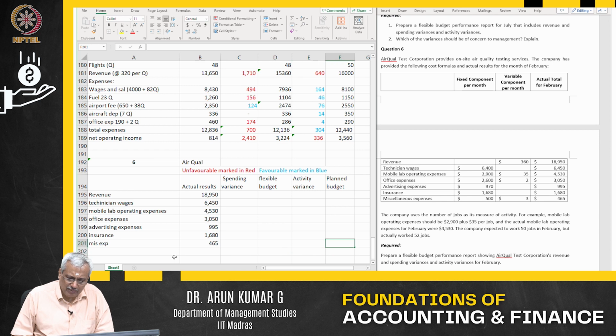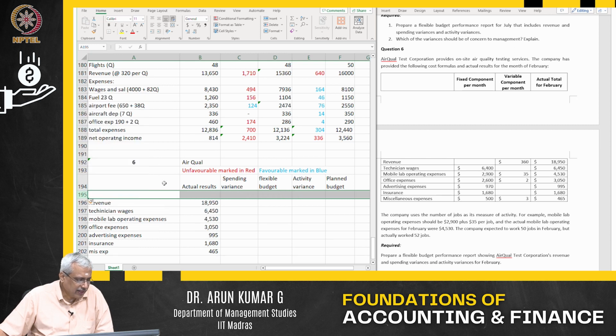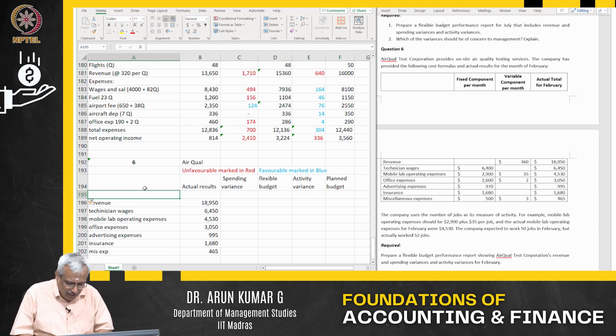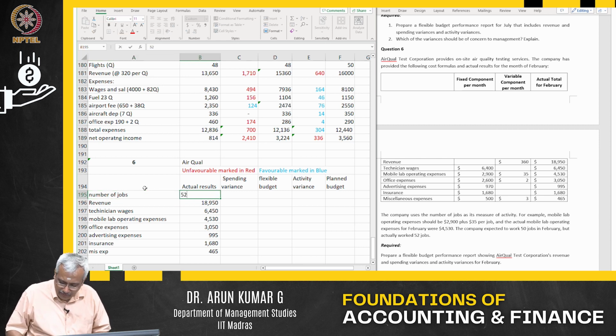Let us prepare the planned budget as of now. I am going to add one more item. That is, what is the number of jobs that is done? The number of jobs done is about 50 and 52. So we will say number of jobs: actual is 52, flexible is also 52, whereas planned is only 50.